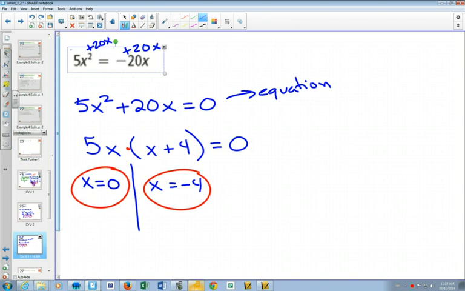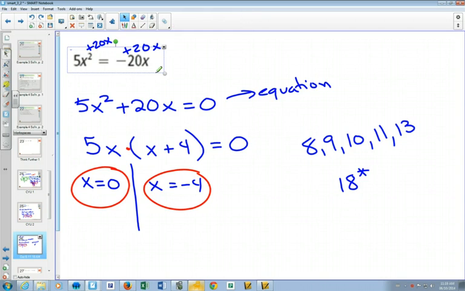Questions for this one, 8, 9, 10, 11, 13, and 18. 18 I'll put a star beside because it is a little bit more difficult and will push you to think. If you don't get 18, don't worry too much about it. But there are some shortcuts in 18, so if you try 18, see if you can see the shortcut. If not, you can do it the long way. Okay, I'll give you a little bit of time to work on factoring because this is a very important skill.